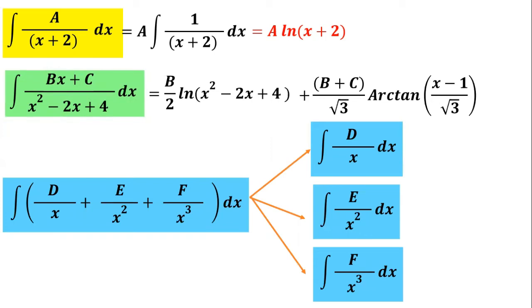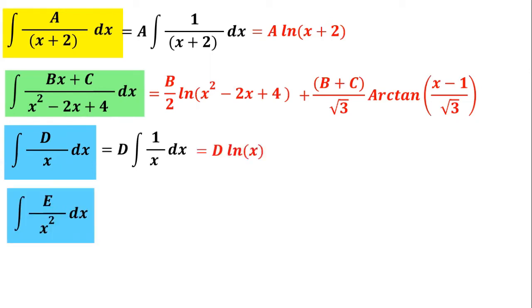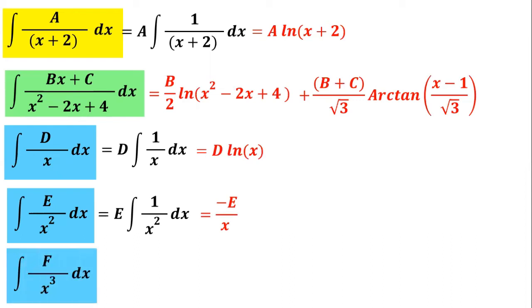We have integration d over x dx. D is constant, so the answer will be d ln x. And here we have integration e over x power 2 dx. Also e is constant, so the answer will be negative e over x. And similarly, the third integral will be equal to negative f over 2x power 2.